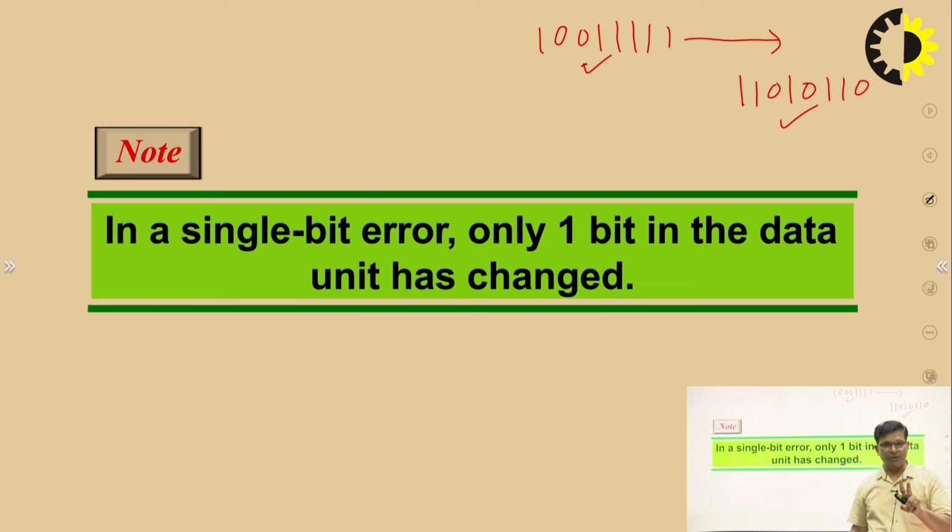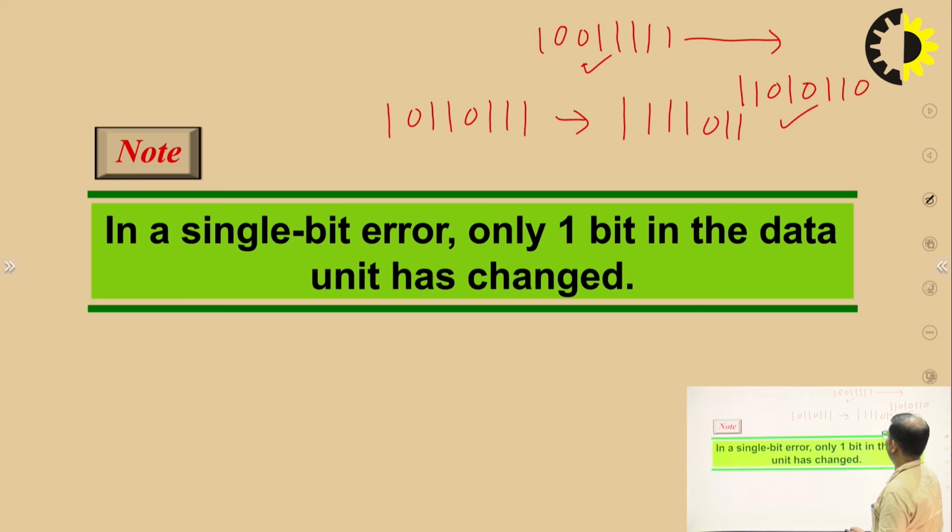There are two types of error. One is single bit error, another is burst error. Single bit error is where only one bit has been changed. Like for example, if we have data like this, and we have received this, in this communication only one bit has been changed. So this is called a single bit error. And a single bit error can be detected very easily and corrected very easily.